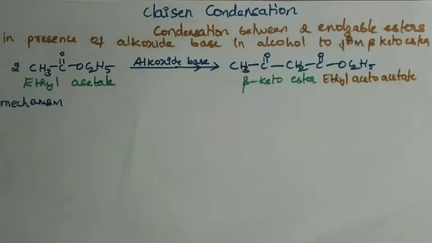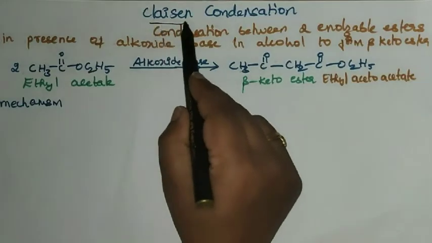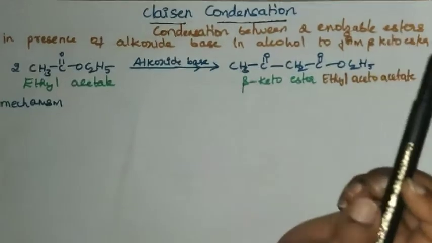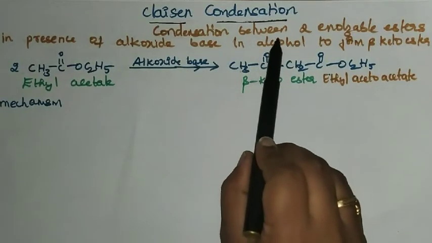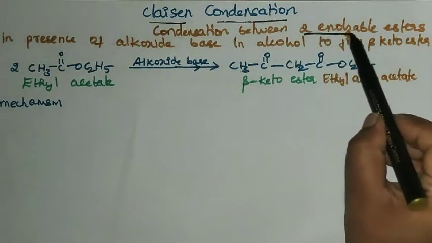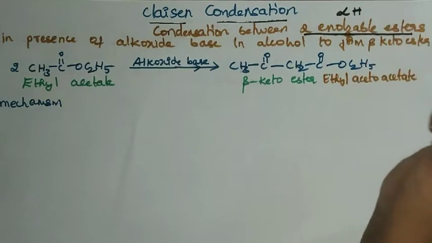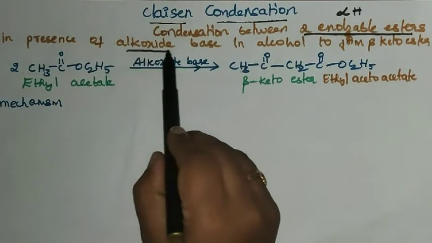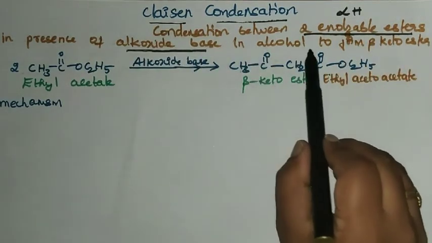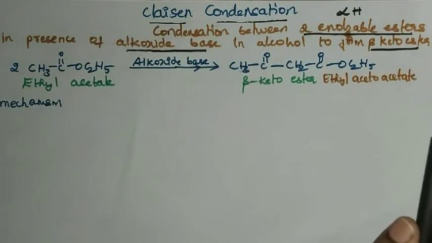Hi students, this is Ramya from Pharma Tools and today we are going to explain Claisen condensation. It is a condensation reaction between two enolizable esters. Enolizable esters means esters which contain alpha hydrogen, in presence of alkoxide base in alcohol, to form beta keto ester.